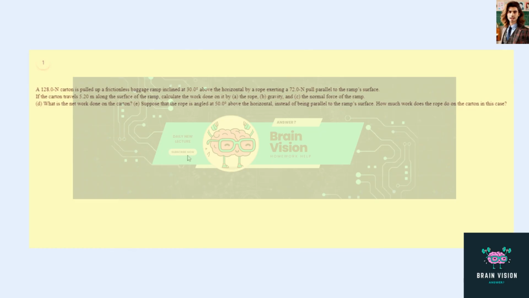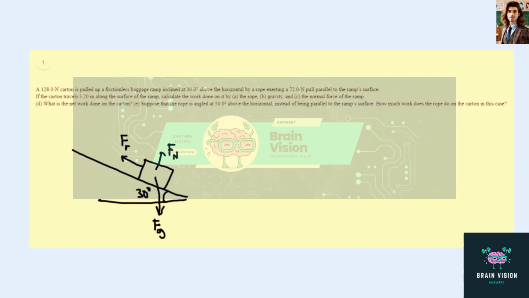We have a carton on an inclined plane, and it is being pulled up by a rope. So this is our inclined plane. It is at a 30-degree angle, and it's being pulled up by a rope. So let's call this force F sub R. And let's show the other forces acting on this carton. The gravitational force is pointing down, as you all know. And then the normal force is going up, F sub n. So this is the free body diagram. We're showing all the forces acting on the carton.